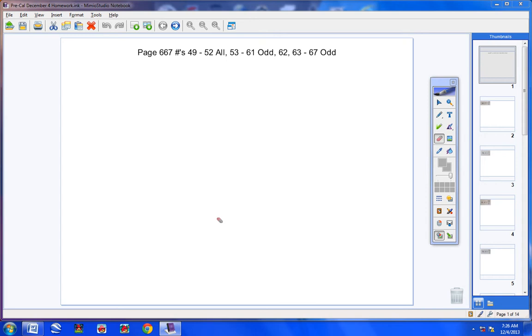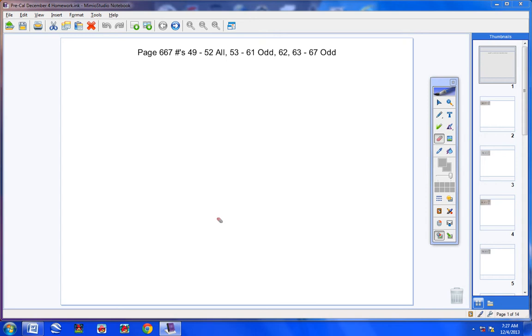Let me make sure I'm on the right page here, which I am not, so hold on one second please. Let's take a look at numbers 49 through 52, the first four. The directions read: sketch and calculate the unit vector for the given direction angle. Okay, so here we go.